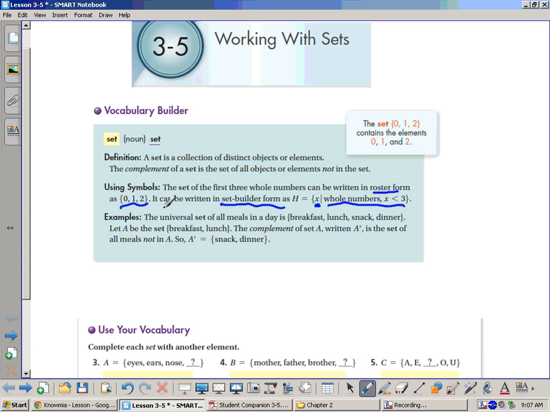So we can also use not just numbers in our sets, we can use items or descriptions. So in this example here, the universal set of all meals in a day, so universal is just the overall set, would be breakfast, lunch, snack, and then dinner. So if we let A be the set of just breakfast and lunch, the complement of a set is always going to be, if we go back up here, everything that's not in the set. So the complement of A will be the other items not listed here. So the complement would be the snack and the dinner.